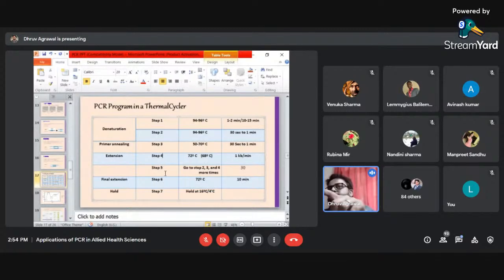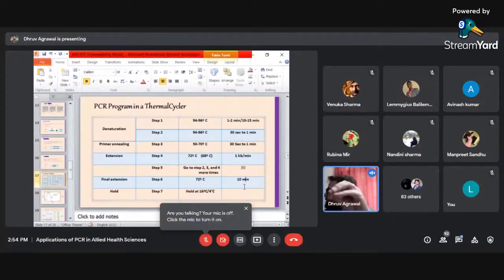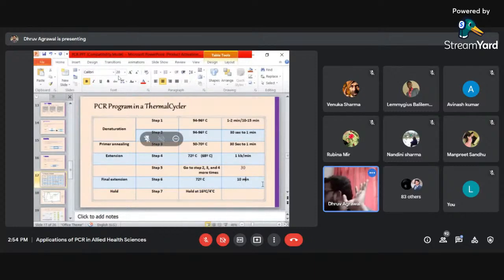Once these 3 steps have been repeated 30 times, then there will be a final extension, again at 72 degrees. They are properly fixed over there. They are stable now. So this completes your PCR process. After that, we have a holding. Holding you can do either at 16 degrees Celsius or 4 degrees Celsius. 4 degrees Celsius when you have to store for a long period of time.